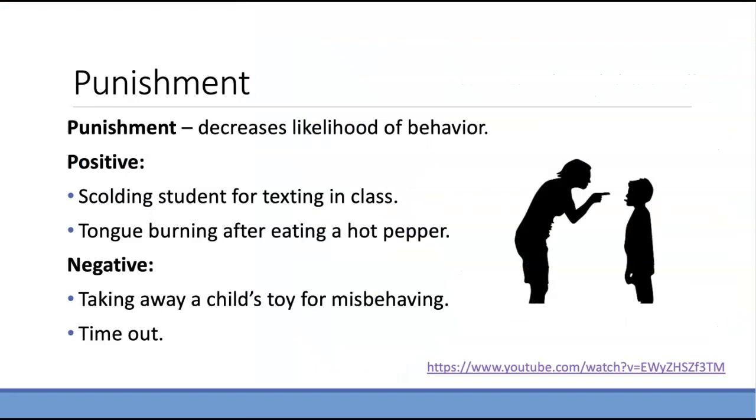Okay. So moving on to punishment. Punishment is the opposite of reinforcement, in that it is something that decreases the likelihood of a behavior occurring again. And again, this can be by adding something, so it can be positive punishment, or by taking something away, negative punishment. So some examples of positive punishment: scolding a student for texting in class. The fact that I am scolding a student is adding something to the situation, and it's decreasing the likelihood that that student will text in class again.